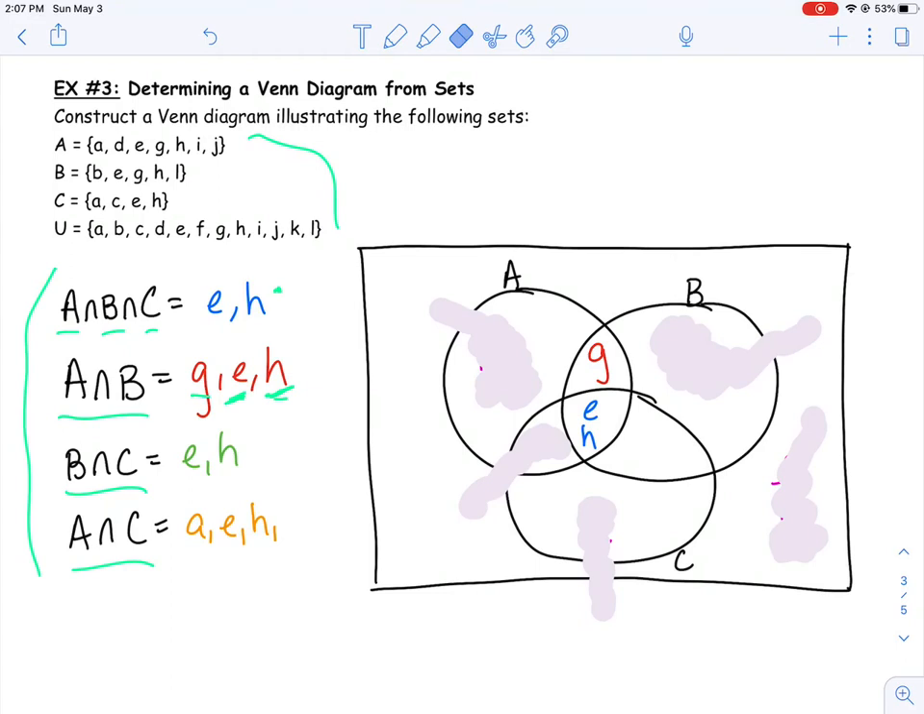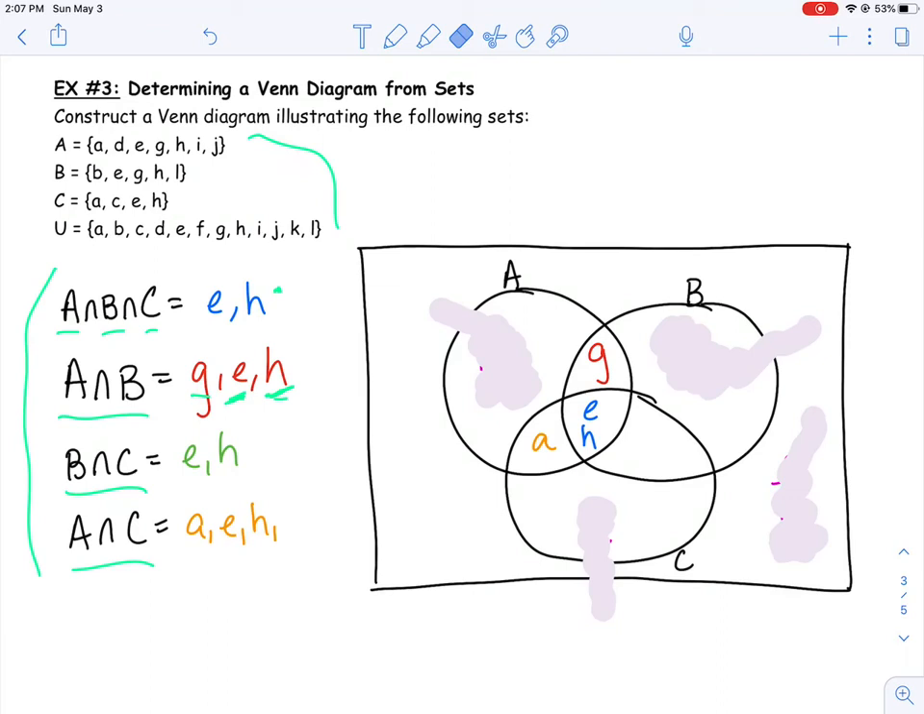I'm going to do the same thing for the intersection of B and C. B and C's intersection is just E and H, and don't I already have E and H in my intersection, so I'm good there? Now let's look at A and C. For the intersection of A and C, I need the letters A, E, and H. And since I already have E and H, all I'm missing is A. So A would go in that little section.